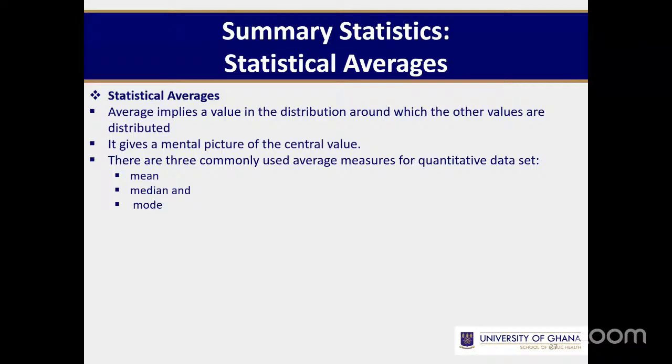Another way of summarizing data is what we call the statistical averages. And this refers to the central tendency. The statistical averages give a picture of the central value we are dealing with. And there are 3 commonly used ones: the mean, the median, and the mode.